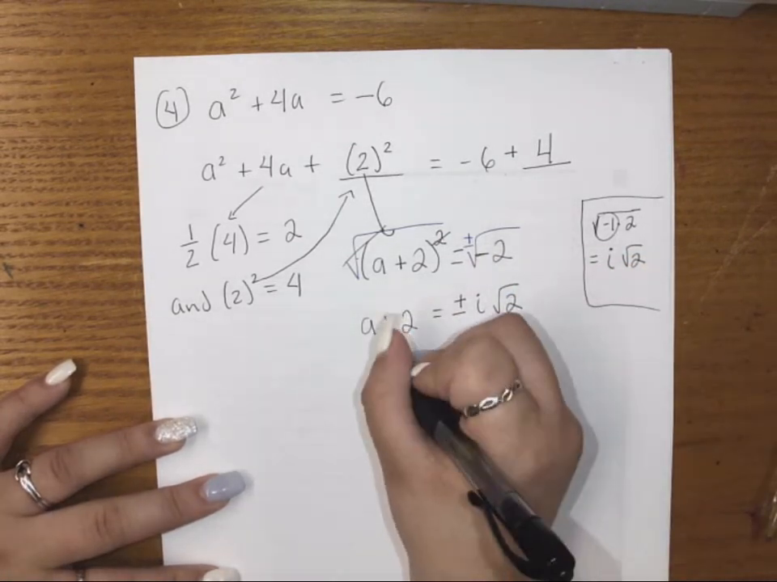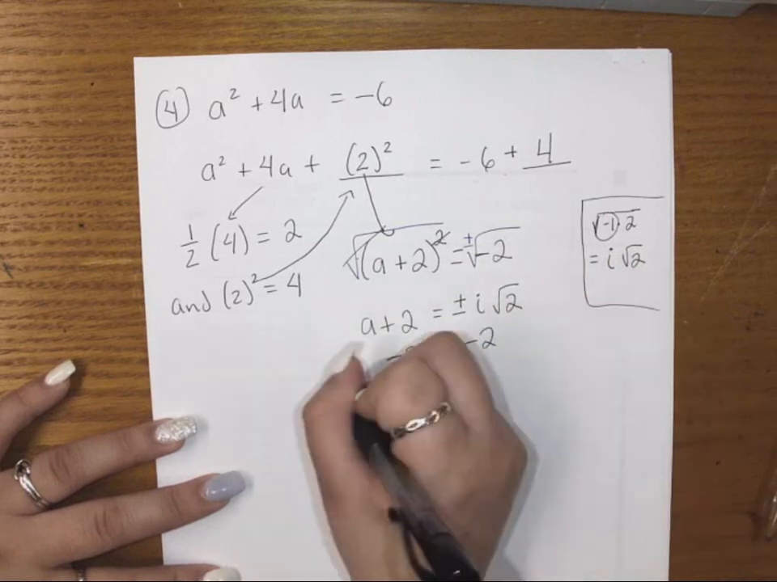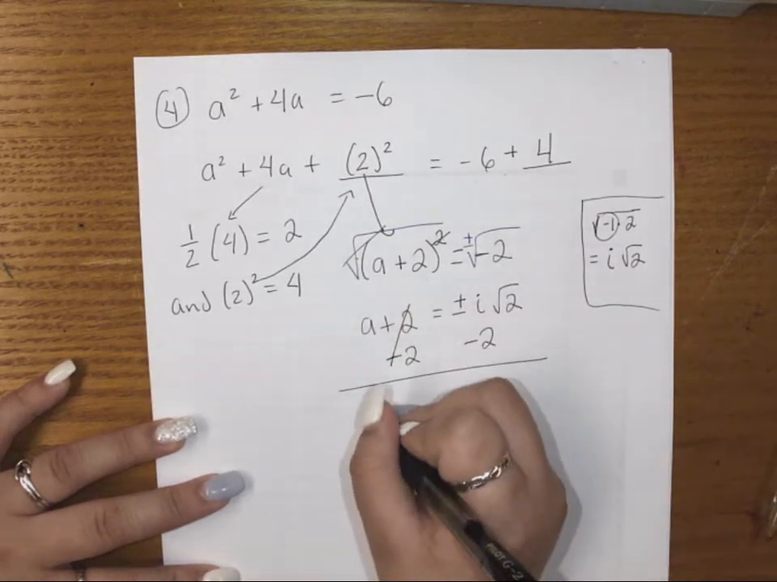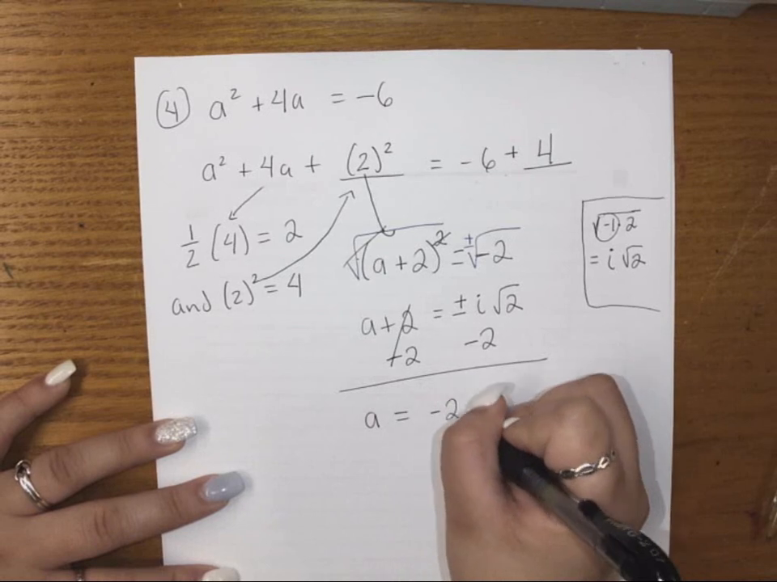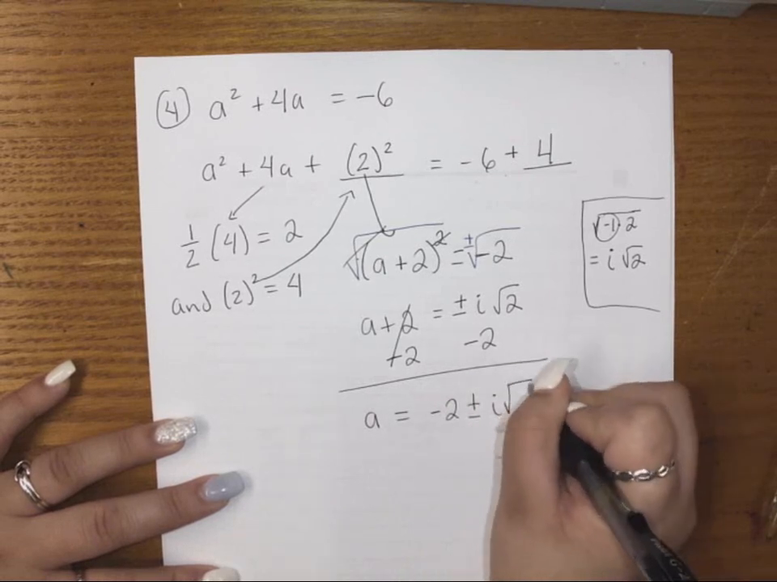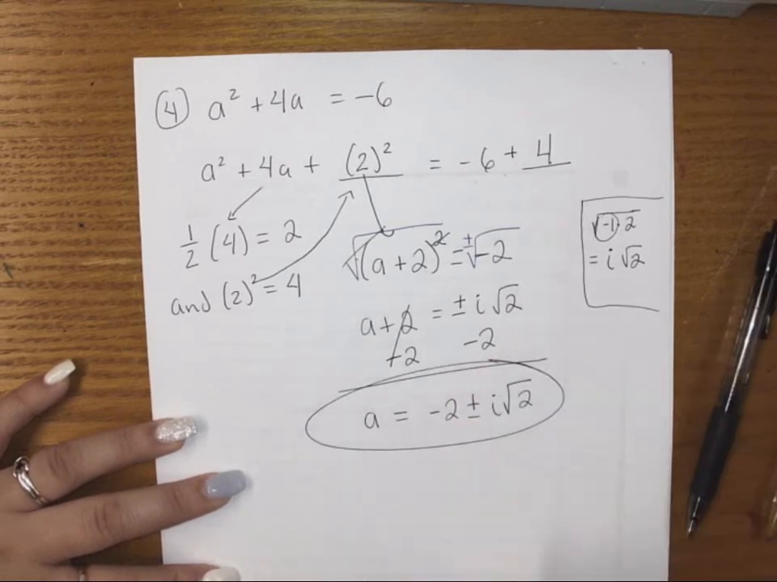Now we're ready to solve for a. We have to get rid of 2 by subtracting 2. So we end up with a equals negative 2 plus or minus i square root of 2.